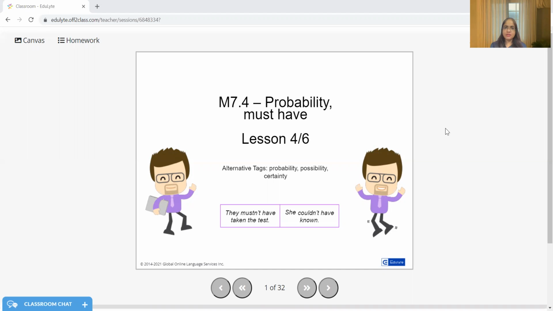So let's look at the sentences which are given here. They must not have taken the test. And the second sentence is, she could not have known. Okay, let's explore what it is trying to tell us.